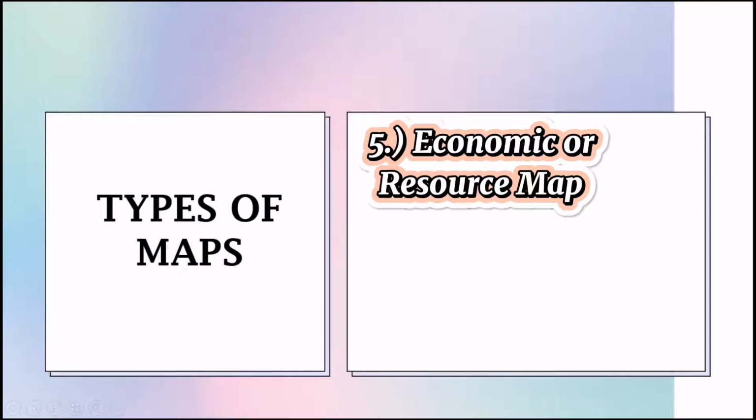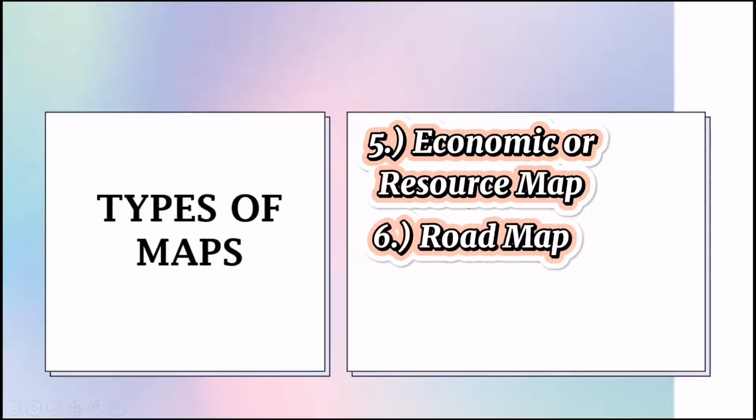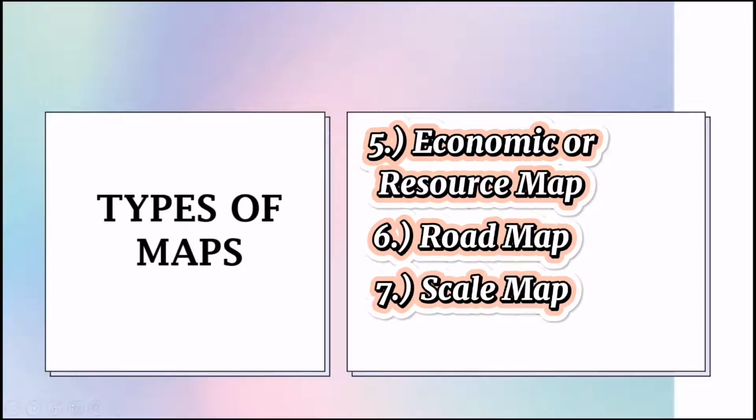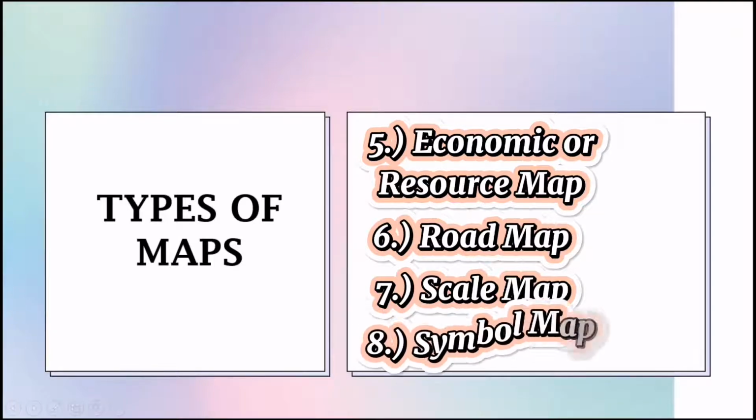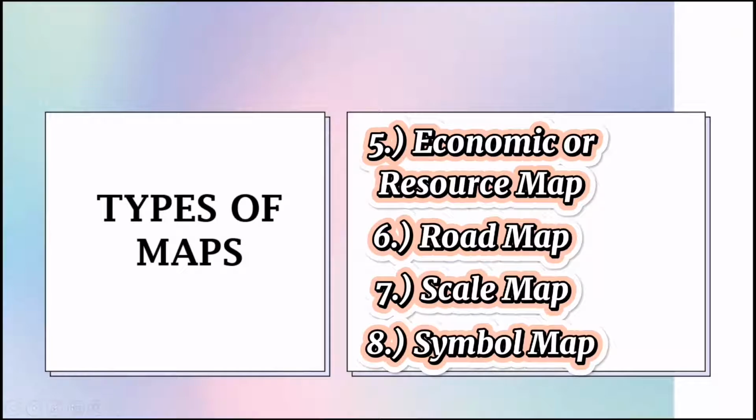Number 6 is road map. Road map is the most widely used map which shows different roads, highways, or railways in the area. Number 7 is scale map. A scale map shows the relationship between the distance on the map with respect to the actual distance on the earth. Number 8 is symbols on maps. Different symbols represent different things.